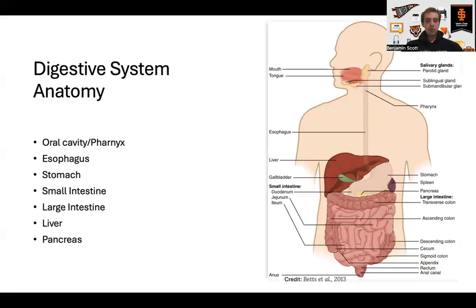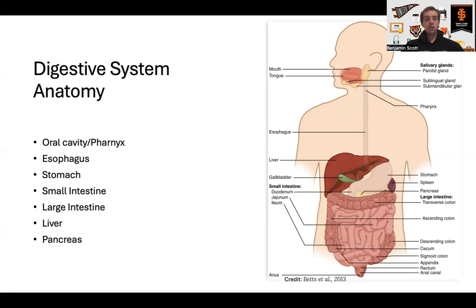Okay, real quick, looking at the anatomy of the digestive system. Looking at the form, you have the oral cavity and the pharynx, which then leads to the esophagus. You have the stomach, the small intestine, and the large intestine. And then two other players in that system are the liver and the pancreas.